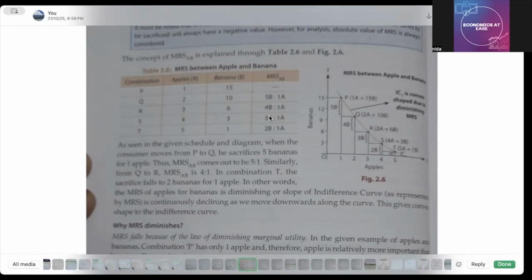तो ये जितना भी मैंने अभी आपको बताया ना, that is with the help of the table, you can easily just describe that. Okay, the main thing is this, that is, in other words, the MRS, the marginal rate of substitution of apples for bananas, is diminishing. It means it keeps on decreasing. Diminishing or slope of indifference curve as represented by the MRS is continuously declining. आपको पता है MRS हमेशा declining करता है. This gives the shape of convex to the indifference curve, और ये shape आपको कहते हैं हमेशा convex.